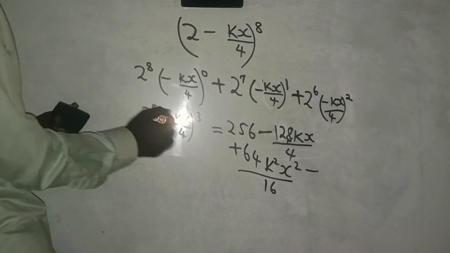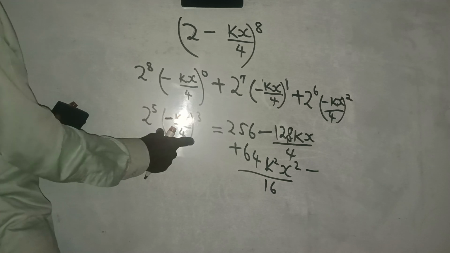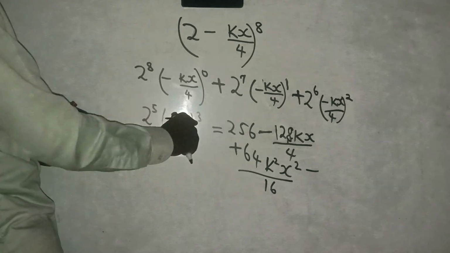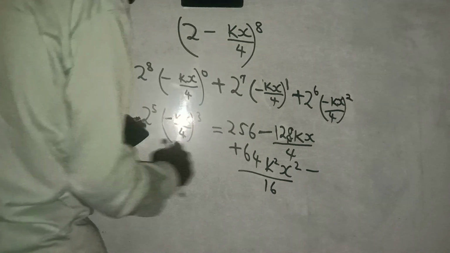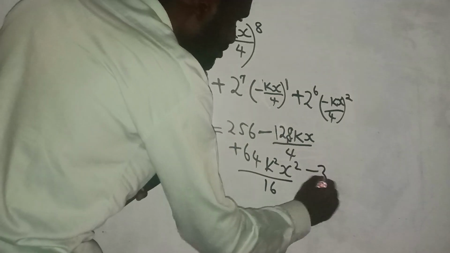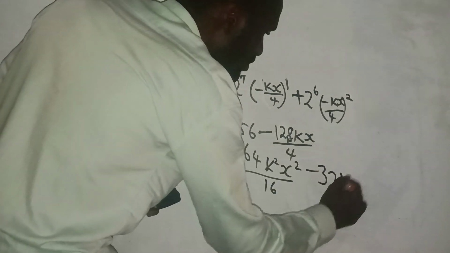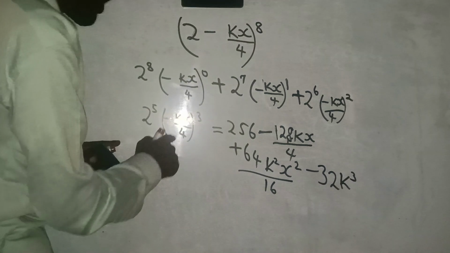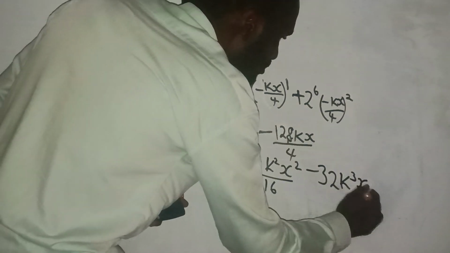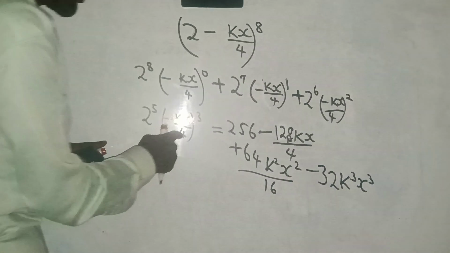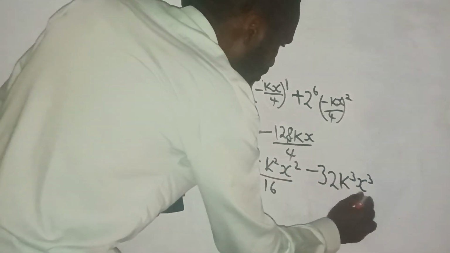We shall say minus. Why? The second part that has a negative is raised to an odd number, so it will actually become minus. So minus 2 raised to 5, that is 32. Then k cubed. Okay, and then x cubed. Then 4 raised to 3, that is 64.